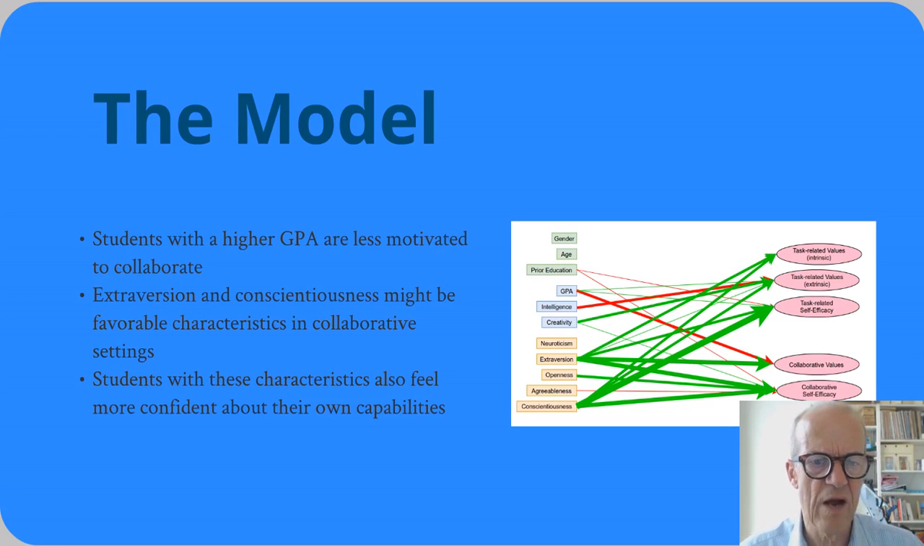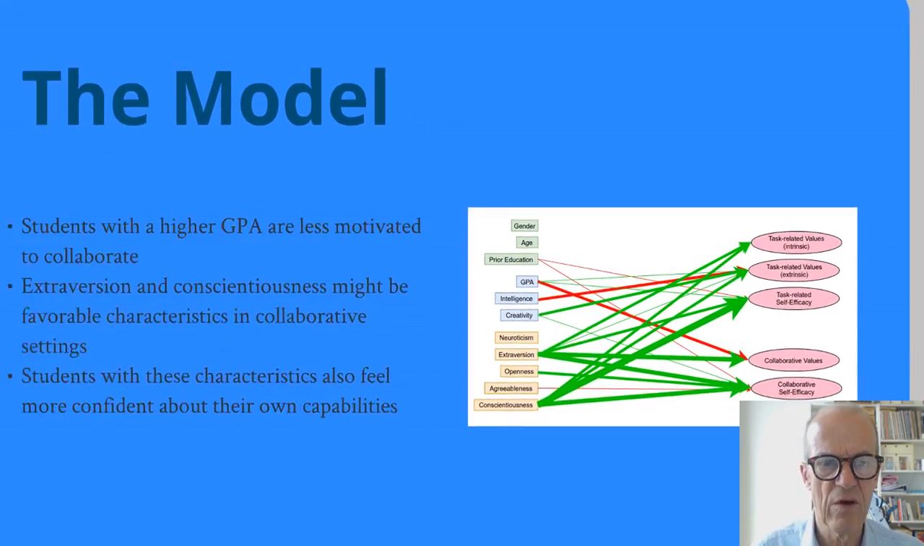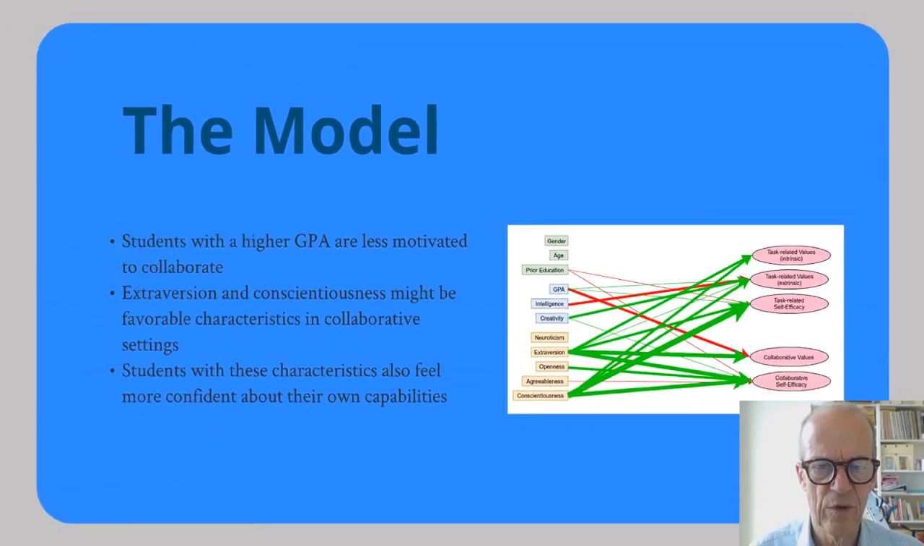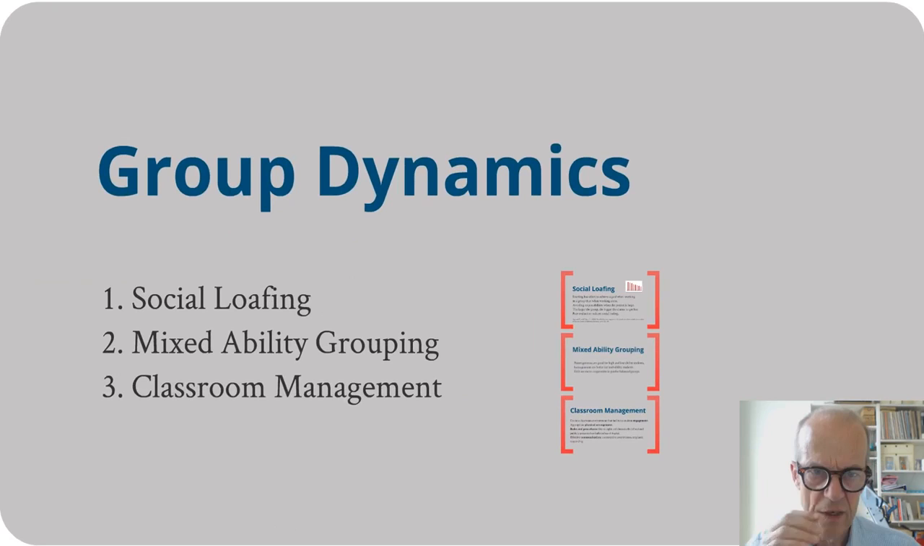So indeed students with a higher grade point average are less motivated to collaborate. And extraversion and conscientiousness are favorable characteristics in a collaborative setting. So students with high scores on extraversion and conscientiousness will probably flourish in a group problem solving or group assignment as part of their program. And these students also feel more confident about their own capabilities as far as collaboration in an educational setting is concerned.